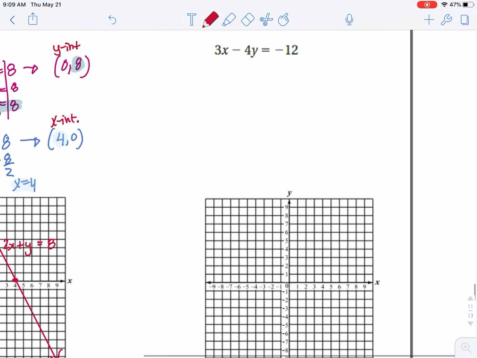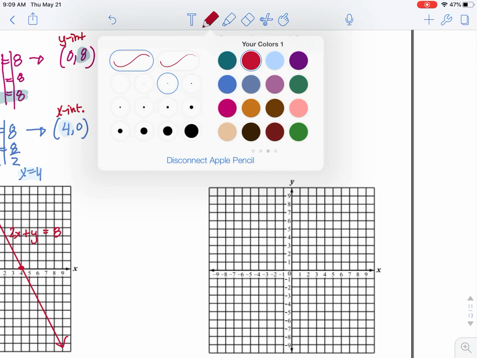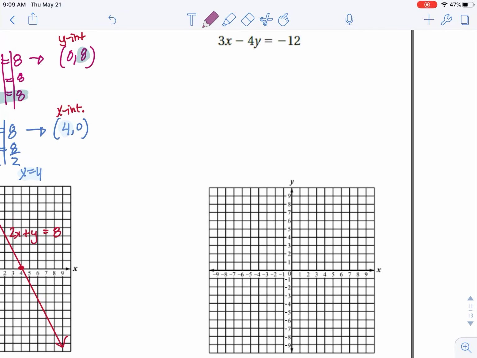Why don't you try this one on your own? I'm going to pause the video, because I'm going to keep going since I don't have much time. But pause the video and try it on your own. Go ahead. Okay, those of you that didn't pause, whatever, but I'm going to continue.